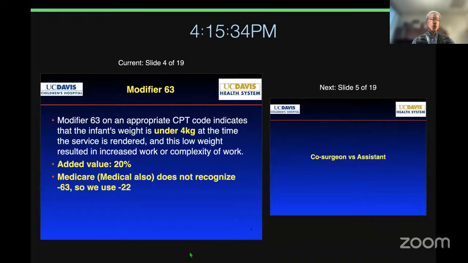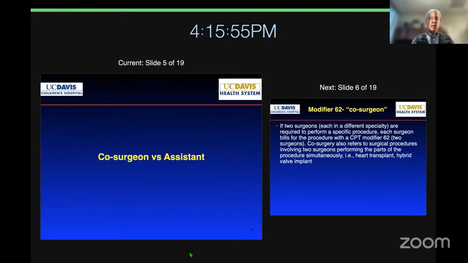Now, just so you know, how insurers recognize it may differ. So Medicare and also Medi-Cal do not recognize the 63 code. So we end up using the 22 code for that. But again, it may vary from state to state, but certainly on the federal side, Medicare, Medi-Cal do not recognize this. Luckily, we don't have a lot of patients that are elderly.